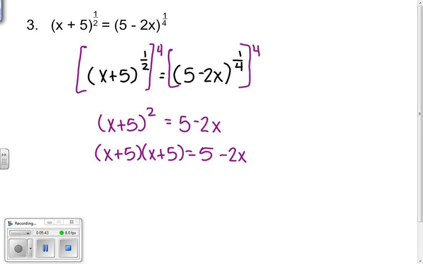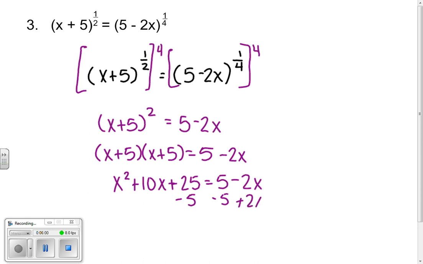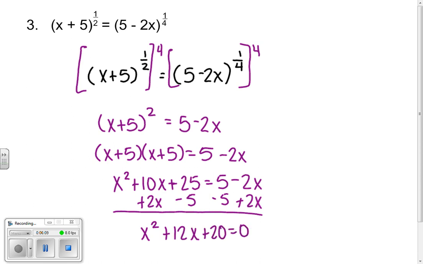If you FOIL and combine like terms on the left, you get x squared plus 10x plus 25. And then recopy equals 5 minus 2x. I'm going to get that equal to 0. Anytime you have a quadratic and you want to solve, set it equal to 0. So I'll subtract 5 and add 2x. I end up with x squared plus 12x plus 20 equals 0.